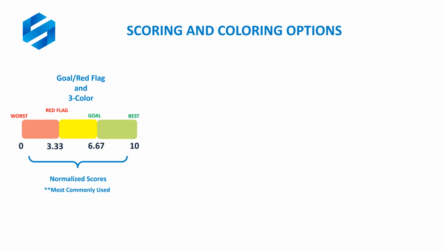The subtle difference is that with the goal and red flag scoring type, you just define your red flag threshold and your goal threshold, and the software comes up automatically with a worst number and a best number for you in terms of actual performance. If you do the 3-color scoring type, you yourself have control over what is defined as an actual performance value that is identified as worst and what is identified as best. So they're very similar, subtle difference, but those are the two most commonly and popularly used scoring types.